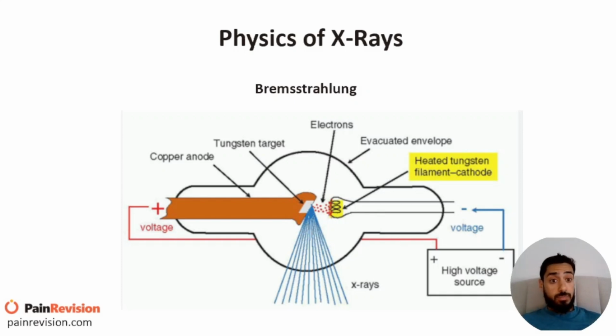Why do we use tungsten? For a couple of reasons. Basically, it has a very high atomic number. So the material itself will have a large number of atoms, and that large number of atoms means that it's more efficient at producing X-rays, but it also has a very, very, very high melting point. So for those two reasons.